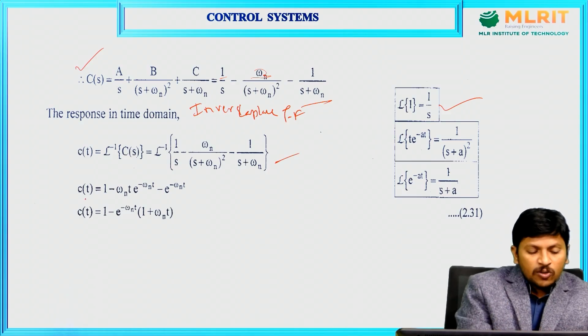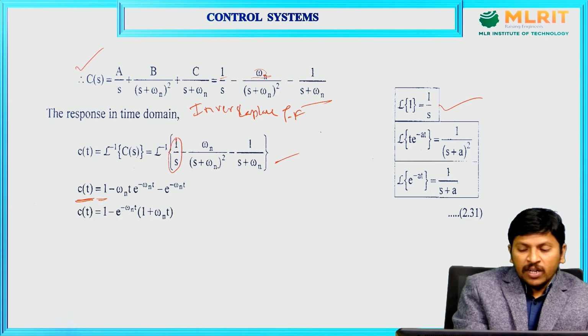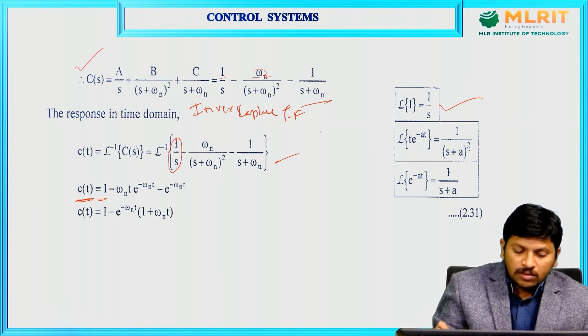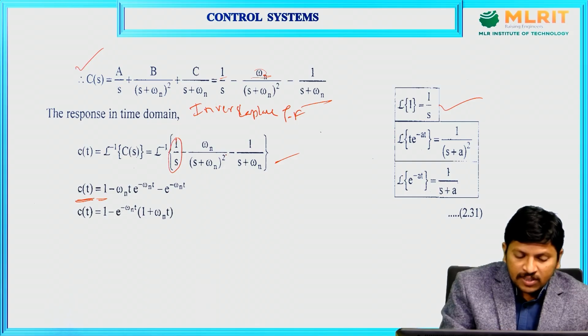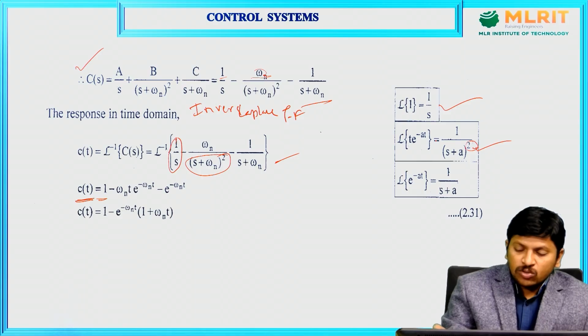So here C of t equals to the inverse Laplace of 1 by S, which is 1. Here omega n divided by S plus omega n square. See here, observe, the term S plus omega n is squared. So the inverse Laplace of 1 by S plus a is nothing but e power of minus at, and here the square term is there, so that again is t into e power of minus at.